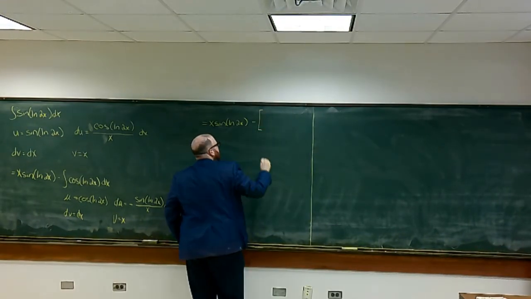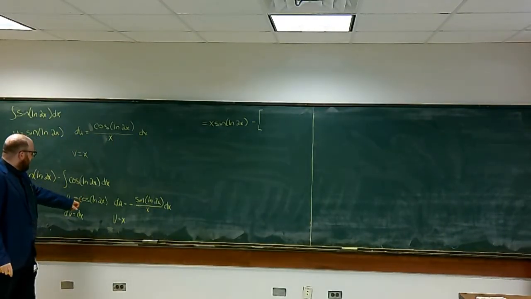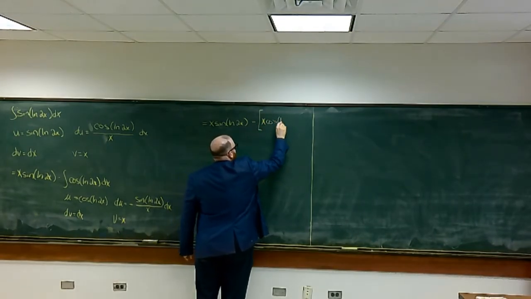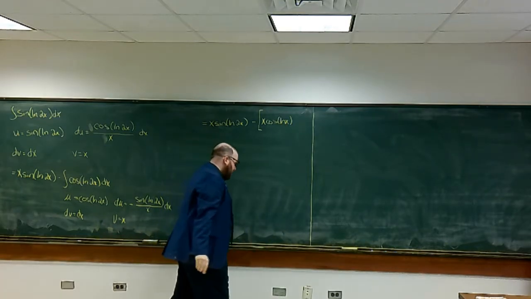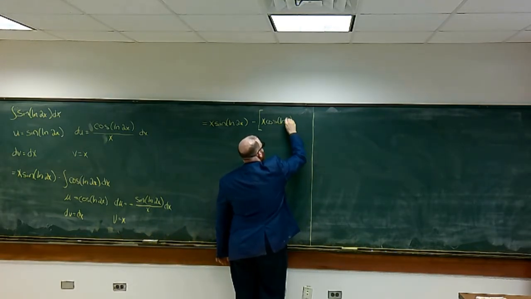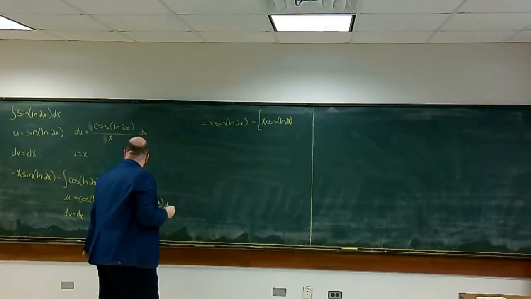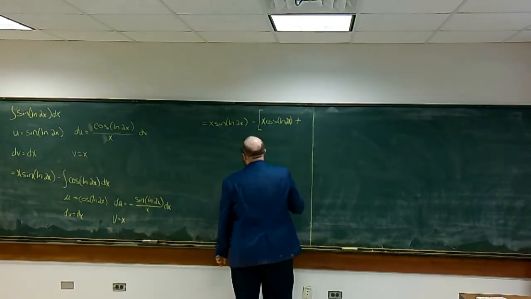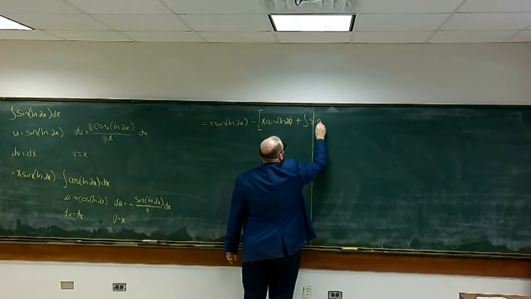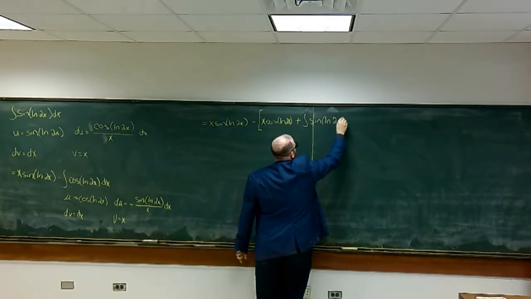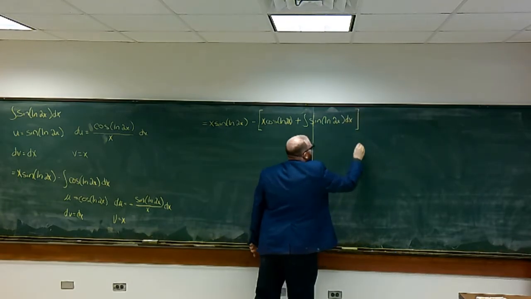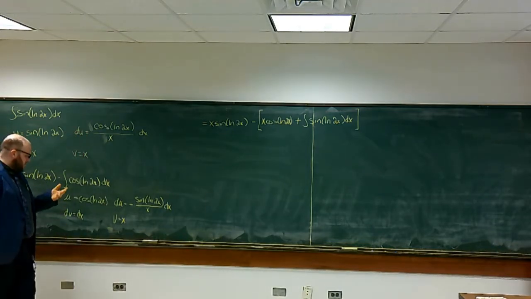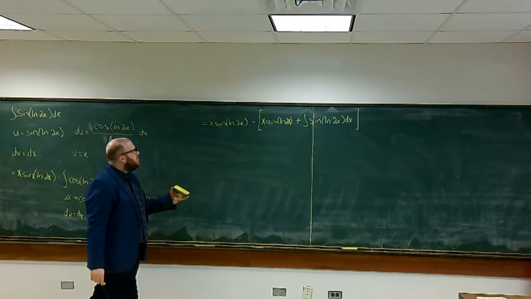Minus the quantity mu nu, not x, sorry, 2x, minus the antiderivative of nu d mu, so just the antiderivative of sine of log of 2x dx. We can distribute that negative through.